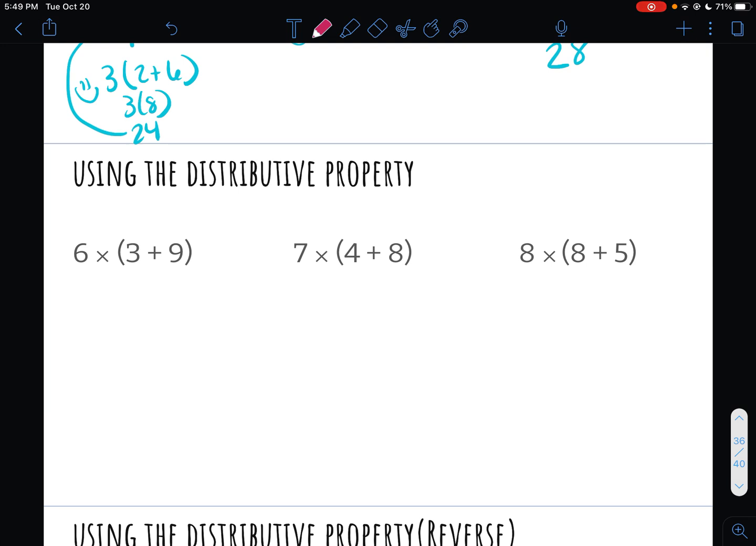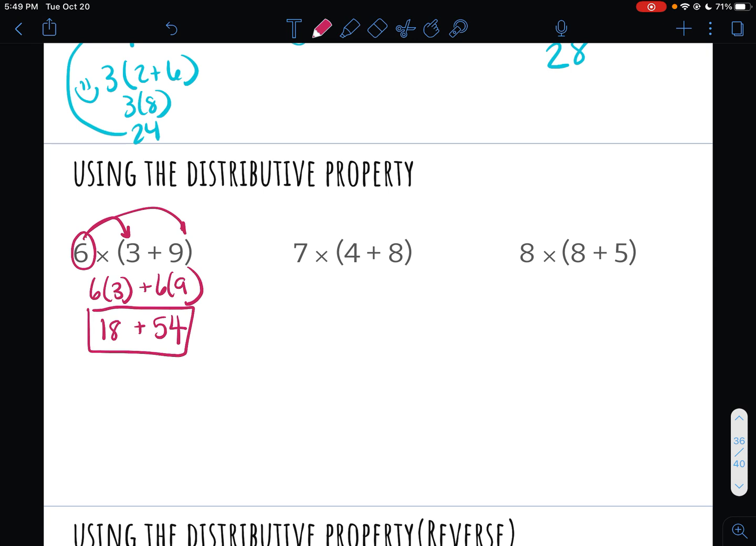So if I'm doing 6 times 3 plus 9, I'm going to take the 6 and distribute it to both terms. So 6 times 3 plus 6 times 9. Then we have 18 plus 54. And that's the answer I'm looking for. But when I add those together, I actually get 72. So I'm going to go check. You would do 6 times 12, which is 72. Okay, so I'm happy. That one's good.